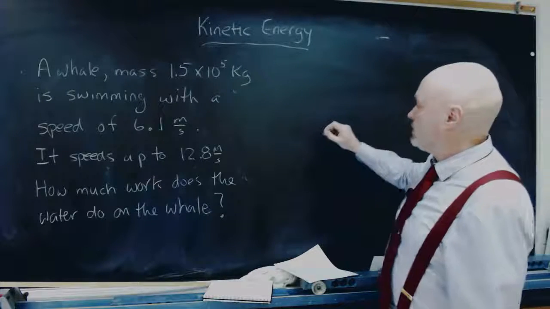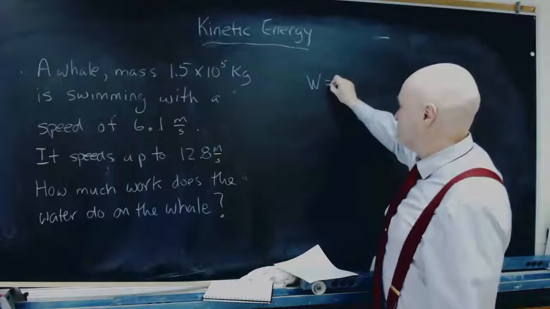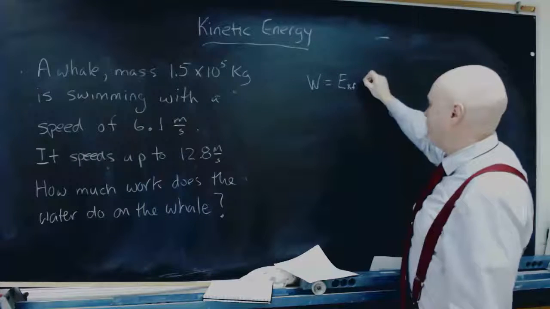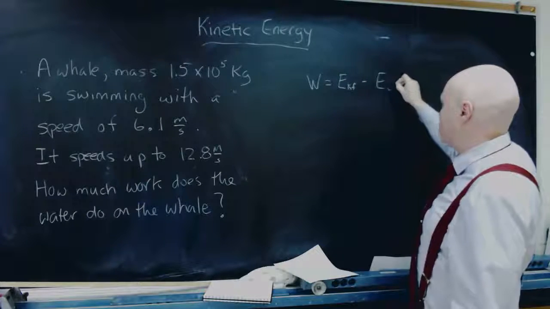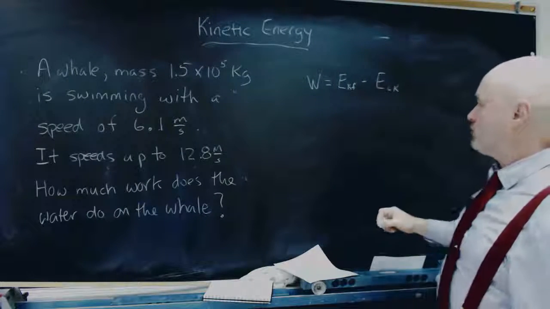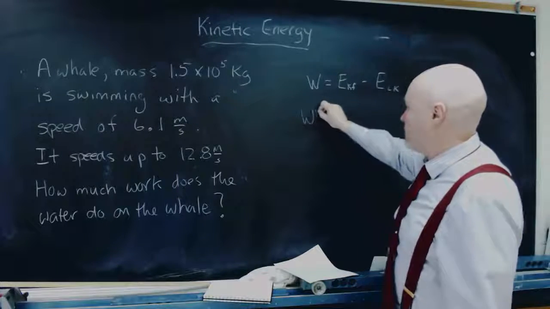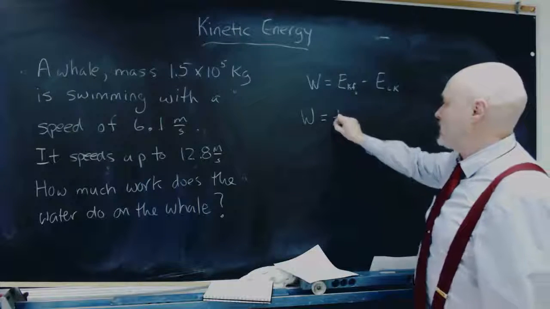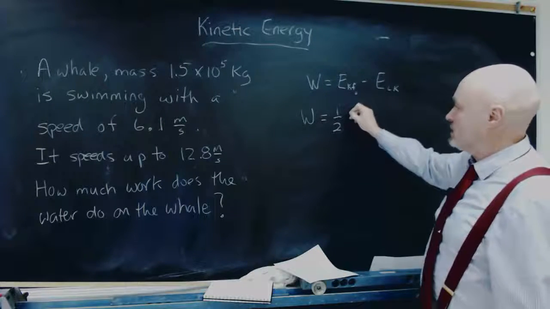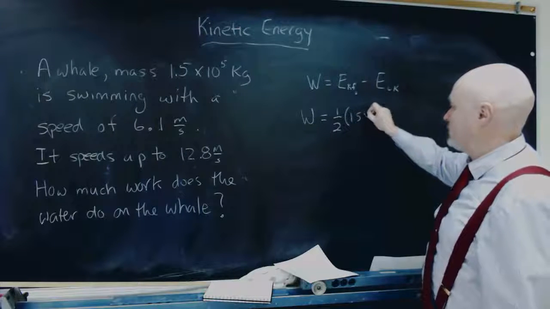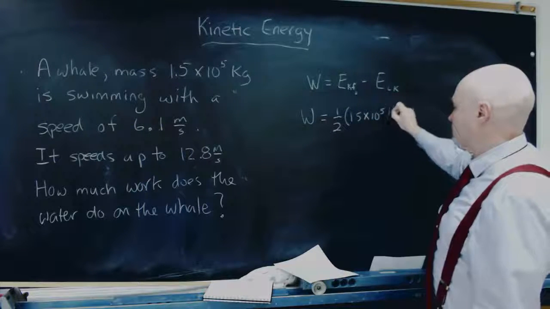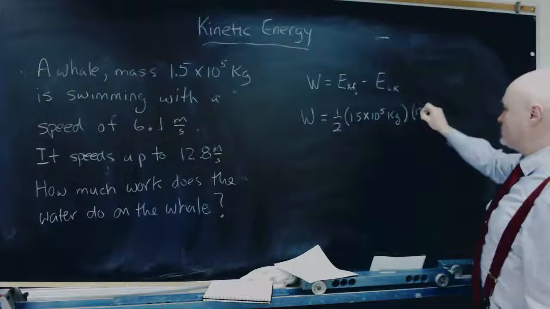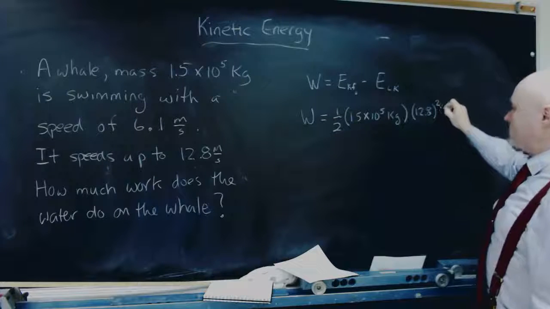Okay, so here we go. The work is equal to the final kinetic energy minus the initial kinetic energy. And once we figure this out, we can find out how much work that water did on the whale. And so the final kinetic energy is 1/2 times the mass of the whale, which is 1.5 times 10 to the 5th kilograms, times his velocity squared at the end of the whole thing, so 12.8 squared.